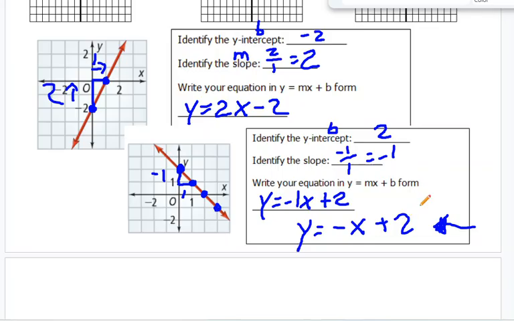Okay, well, that's slope-intercept form. Remember, slope-intercept form is y equals mx plus b. The m in your equation is your slope. The b in your equation is your y-intercept. B means begin. You always begin on your y-intercept, and then you use your slope to find your other points.